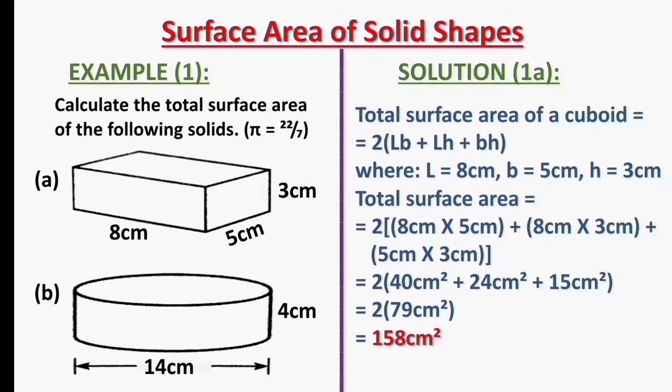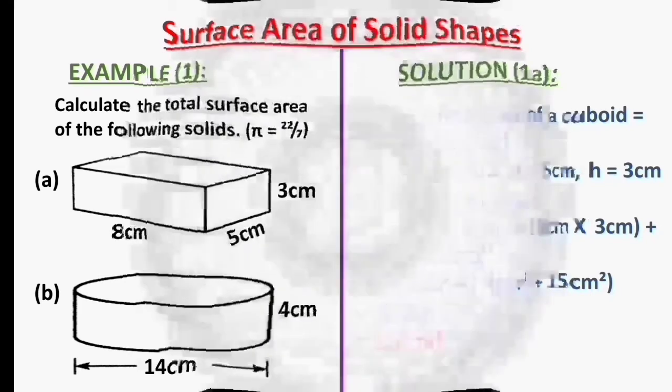For question 1A, the total surface area of a cuboid is 2 into length times breadth plus length times the height plus the breadth times the height. In the diagram, the length is 8 centimeters, the breadth is 5 centimeters, while the height is 3 centimeters. Substituting these values into your formula for total surface area, you are going to have the total surface area of the cuboid in question 1a being 158 centimeter square.